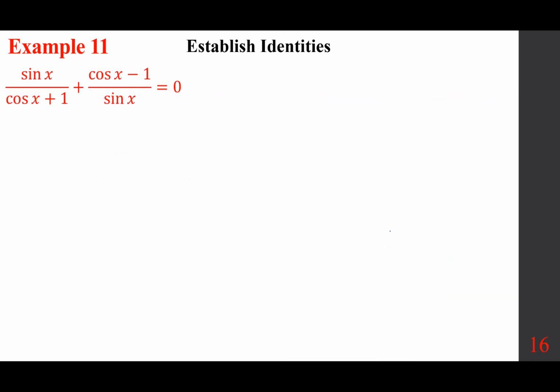We want to prove that sine x over cosine x plus 1 plus cosine x minus 1 over sine x, they add up to 0. So clearly we start with the left-hand side, and we're going to take a common denominator, which is the product of the two denominators, cosine x plus 1 times sine x in any order. So the product of these two is the denominator. We are taking a common denominator, so sine x times sine x plus cosine x minus 1 times cosine x plus 1, which makes it cosine squared minus 1.